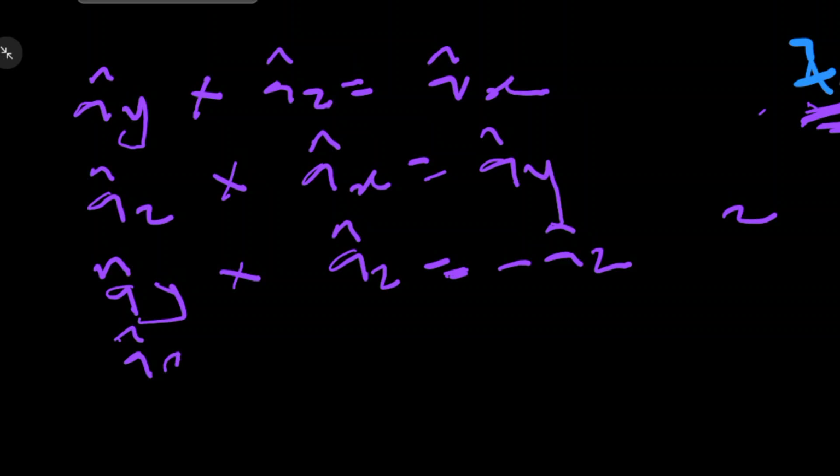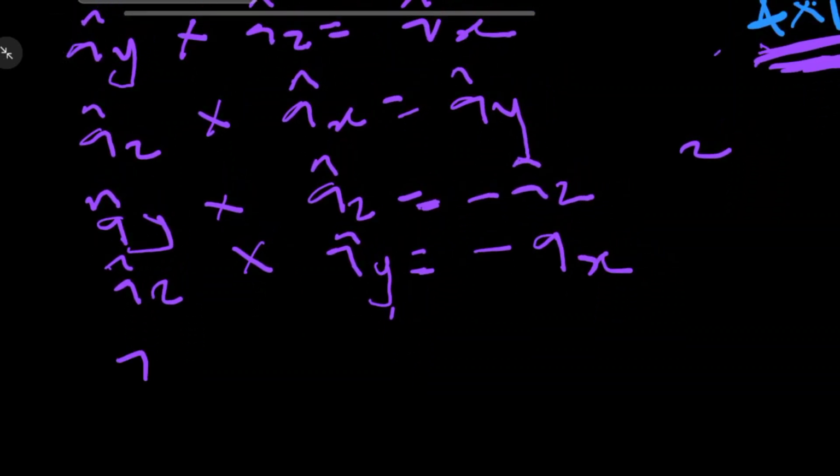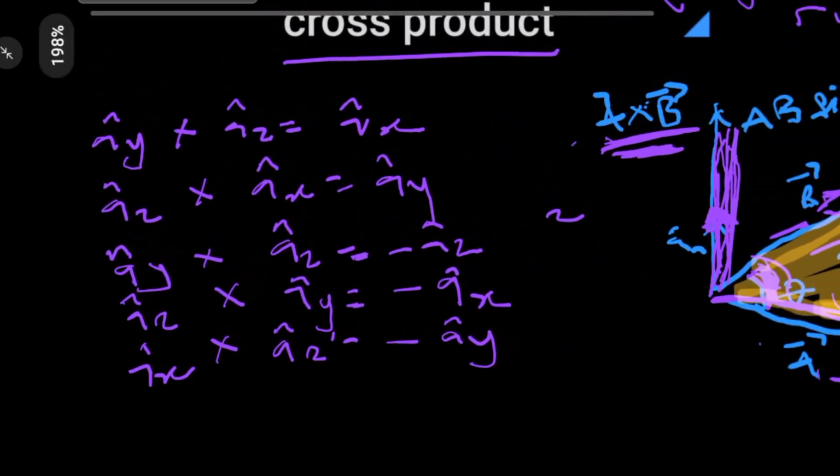If we have the z-axis multiplied by the y-axis, we should have a negative on the x-axis, and if we have the x-axis multiplied by the z-axis, we should have a negative on the y-axis. Let me show you a simple way of understanding this.